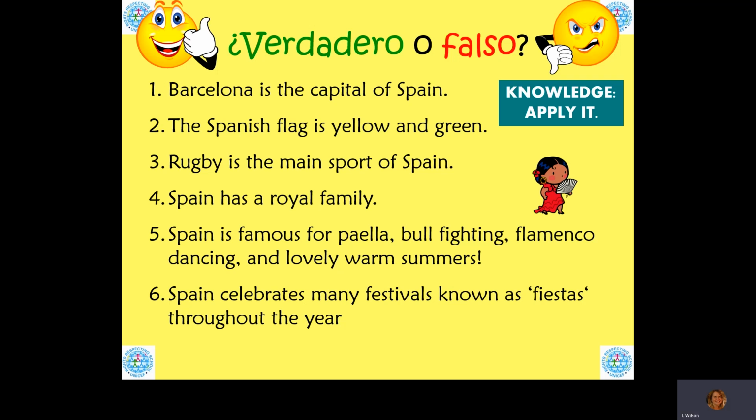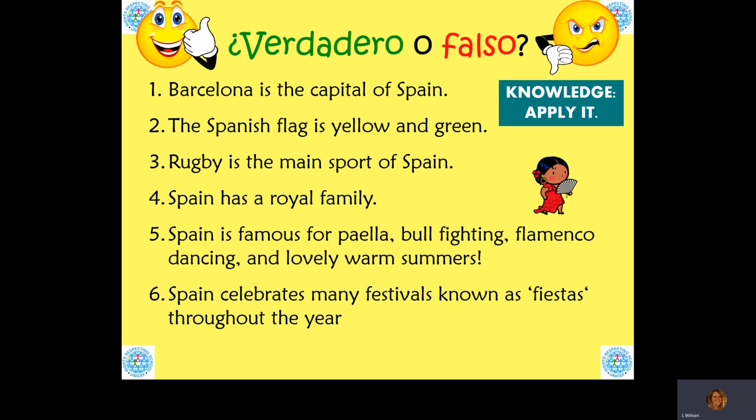So, number 1, Barcelona is the capital of Spain. If you think that's true, write true. If you think it's false, write false. Number 2, the Spanish flag is yellow and green. If you think that's true, write true. And if you think that's false, write false.